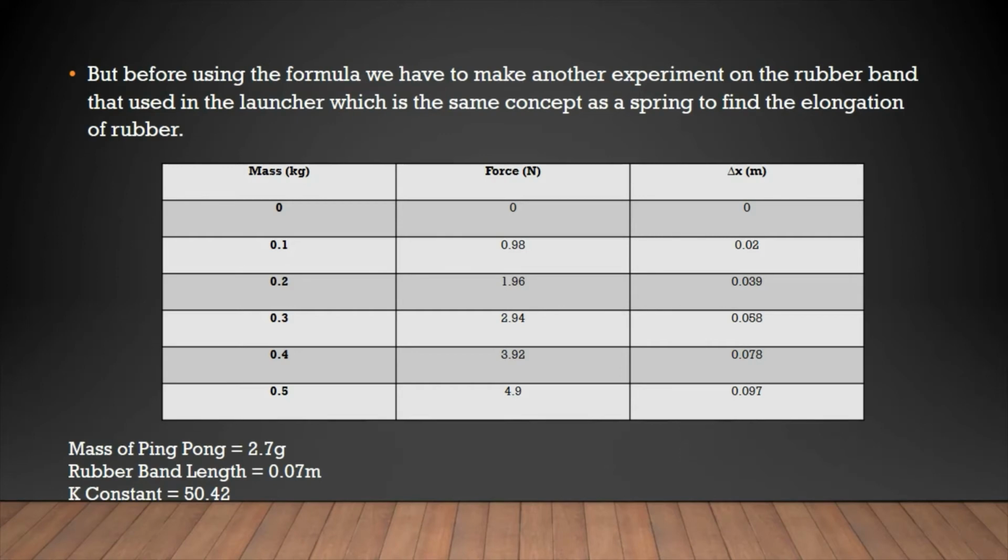After completing this table, we get the mass of the ping pong ball is 2.7 gram, the rubber band length is 0.7 meter, and the K constant is 50.42.